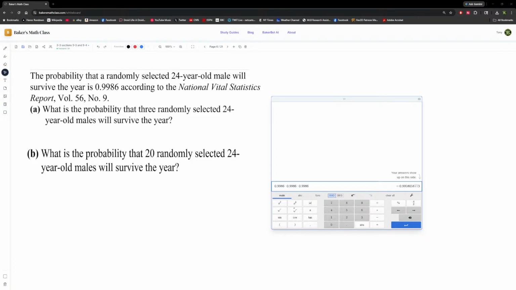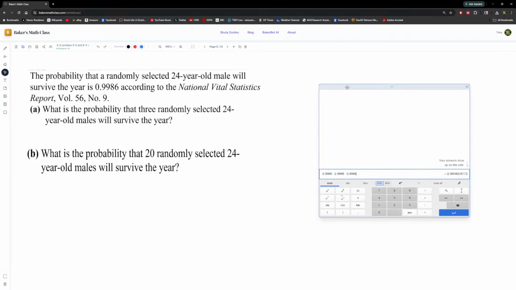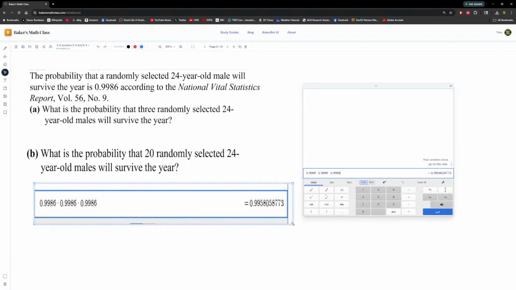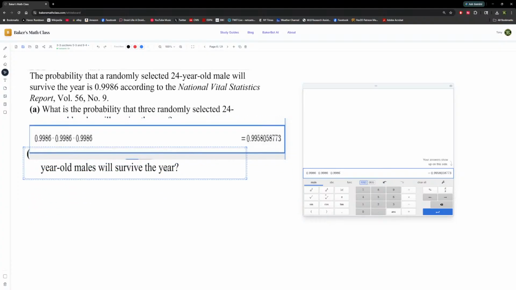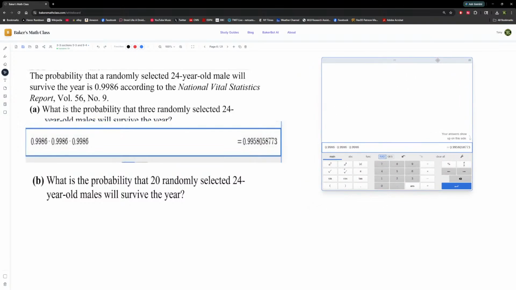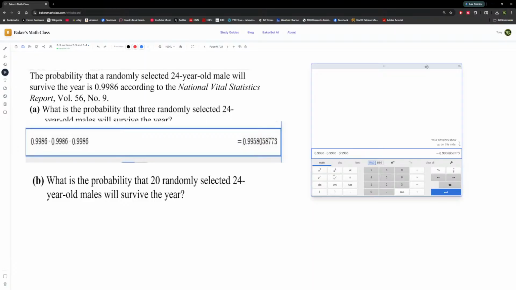So we get the probability for that first one is 0.9958. So we can see right away that the probability of 1 is 0.9986. The probability that I'm going to select 3, that probability goes down.